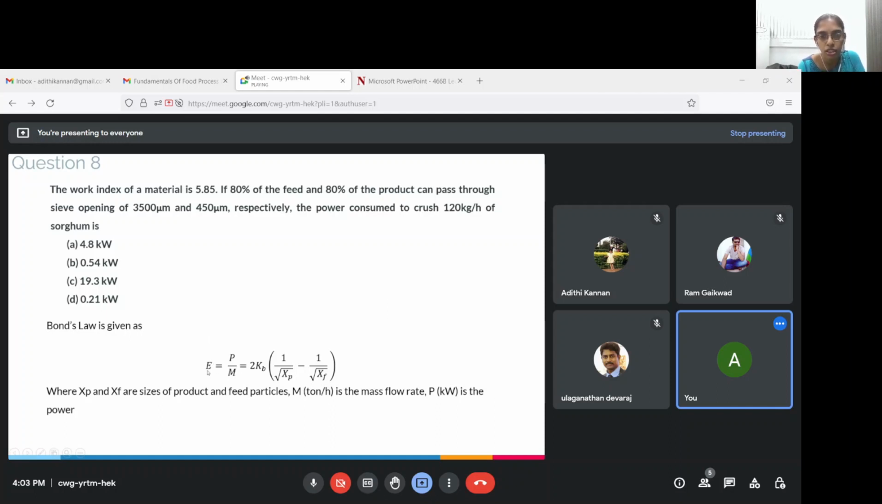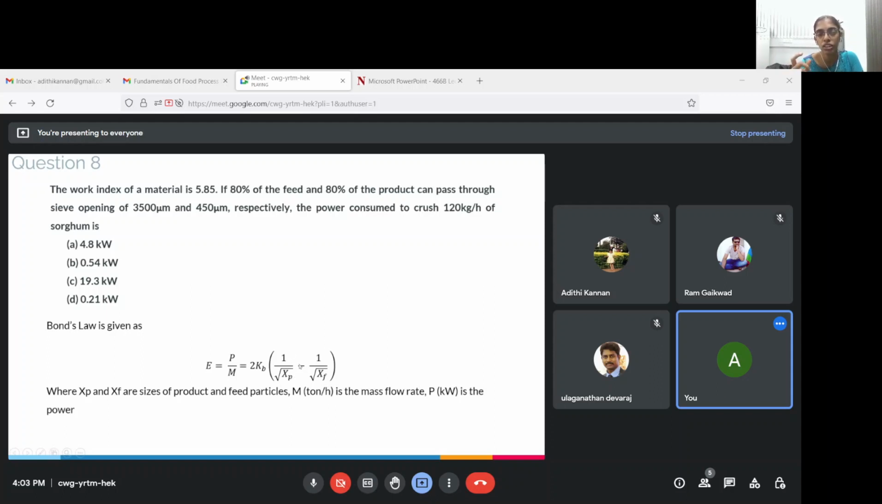In that case, when you integrate the common equation, you will get E is equal to power divided by m, which is your mass flow rate, is equal to 2 into kb into 1 by root of xp minus 1 by root of xf. This is what you will get after integrating the common equation that we discussed in slide 2. So here again, xp and xf are the sizes of your product and feed.